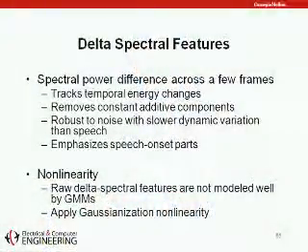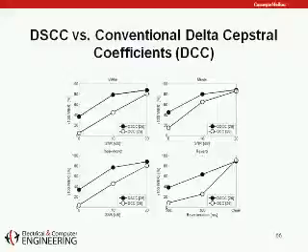Okay, so what we have achieved is that by doing delta spectral, we are still able to track the changes in the speech. We are able to attenuate changes in noise, and it also emphasizes the speech onset part, because it has been shown empirically that speech onset is very important for speech recognition, and because it's a difference operation, it is going to emphasize the speech onset part. And there is a non-linearity here to make them modeled by a Gaussian mixture model.